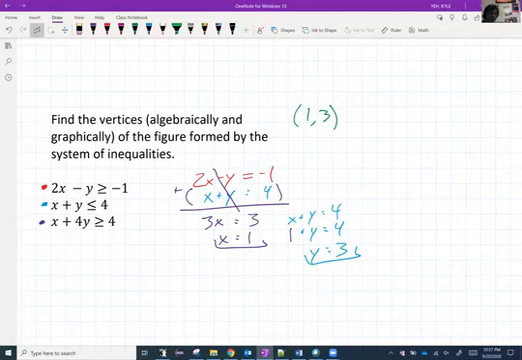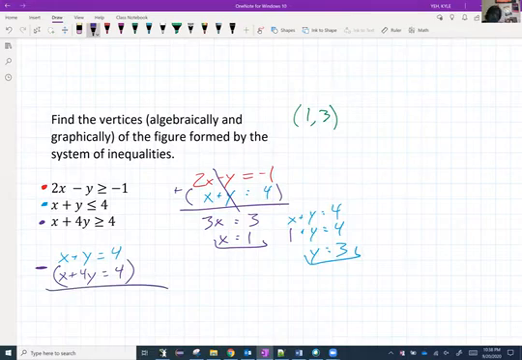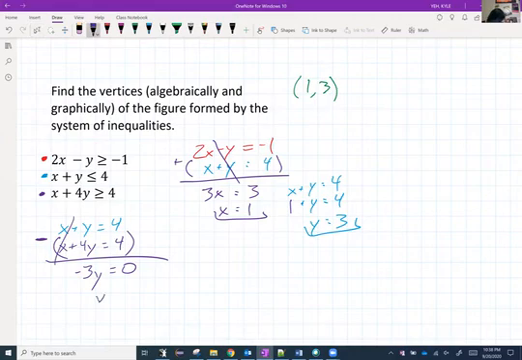Now let's go where blue hits purple. We've got x plus y equals 4 and x plus 4y equals 4. Again, this is nicely set up for elimination, so I'll go ahead and do that. To get rid of the x's, I'm going to subtract the entire second equation. So x minus x is gone. y minus 4y is -3y. 4 minus 4 is 0. Divide by -3 on both sides, y equals 0.